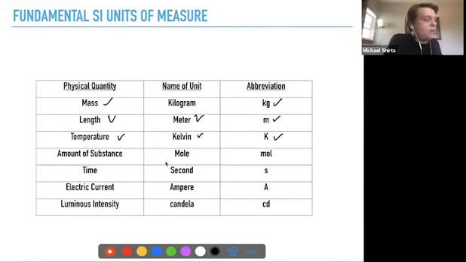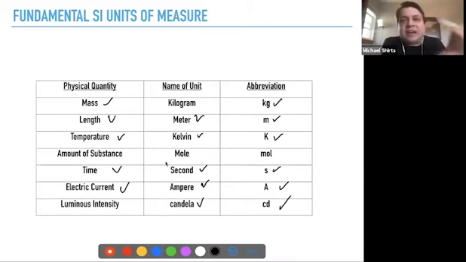We'll talk a lot more about that in terms of stoichiometry, but you need to have some way to define the amount of a substance. Time, unit is a second. These are all things that are pretty common. Things you'll see a little less frequently, electric current, we'll get into that at the very end of class. The unit is the ampere, abbreviation is capital A, and luminous intensity, the amount of light, candela, abbreviation cd. I do not think we will ever use that in this class. But those are the seven fundamental units.